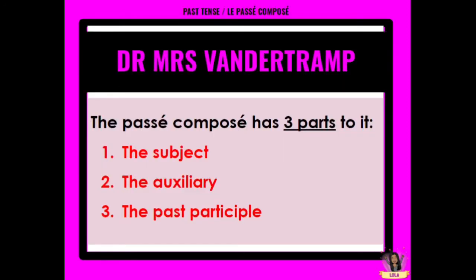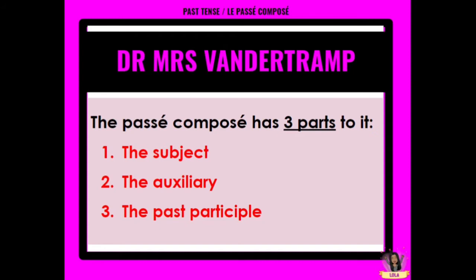So when we do the past tense, if you look at my other video, it actually shows you how you use the auxiliary from the verb avoir. This one is using the auxiliary with the verb être. So we know that most of the verbs go with the avoir auxiliary, but some verbs go with the être auxiliary. The way that we memorize the ones I'm going to show you today is by memorizing this word, Dr. and Mrs. VANDERTRAMP, and each letter over here stands for a verb that you can memorize.